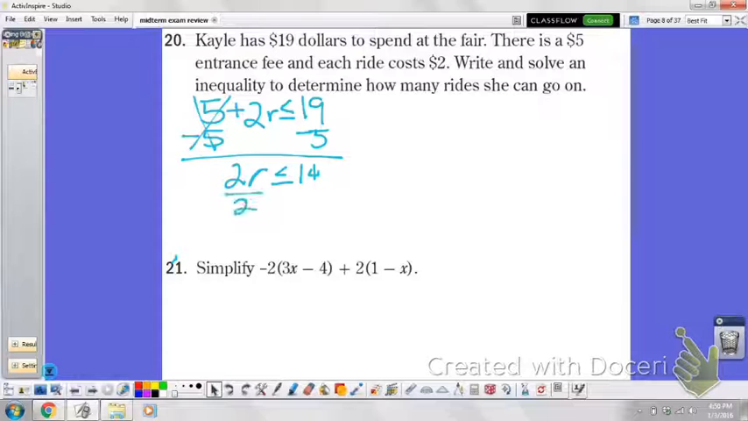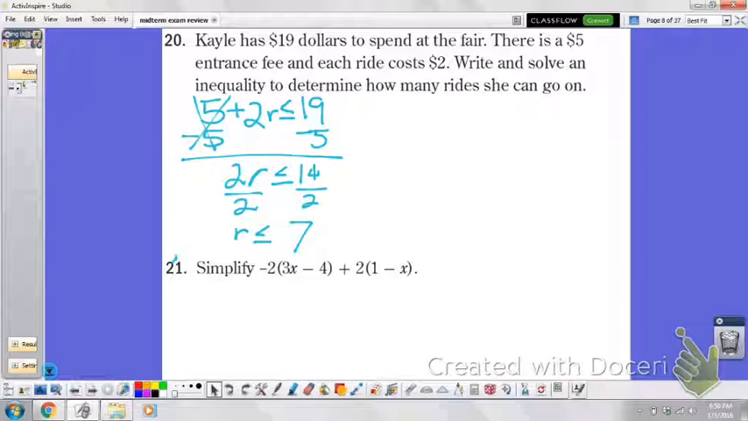Finish it up by dividing by 2. I have R is less than or equal to 14 over 2, which is 7. So she can ride on 7 or fewer rides. Notice I did not flip the sign because we were not dividing by a negative. So your answer is just R is less than or equal to 7.